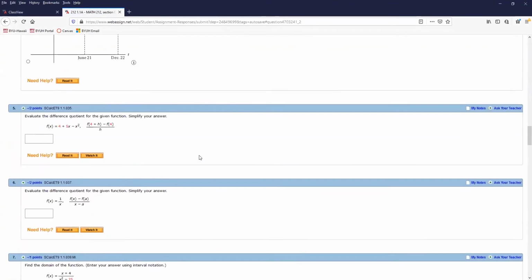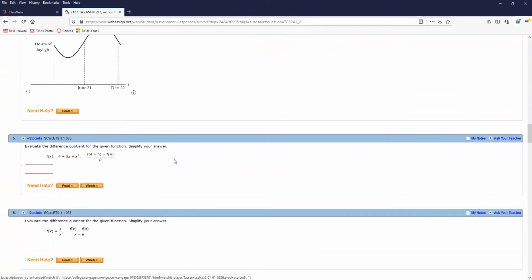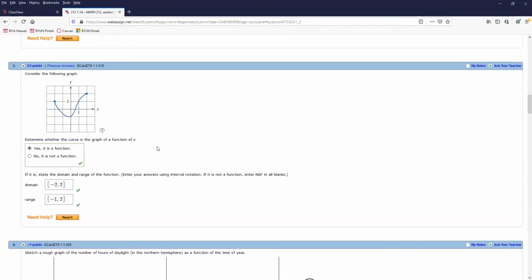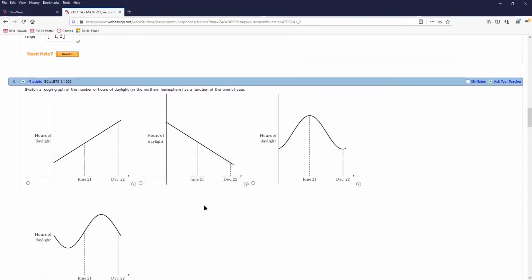Okay, after this next problem, we'll be out of WebAssign, but I just wanted to show you how WebAssign works. So let's take a look at number 4.